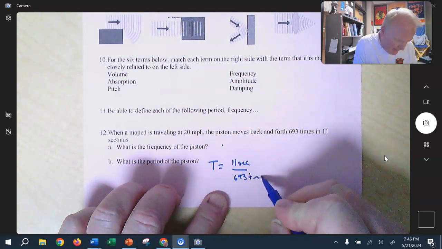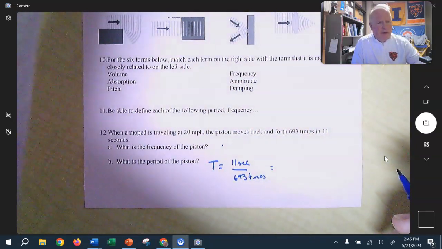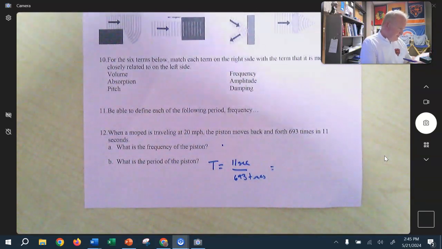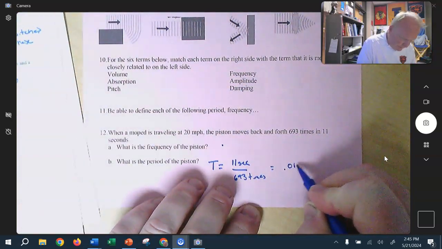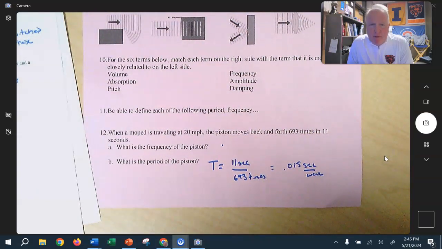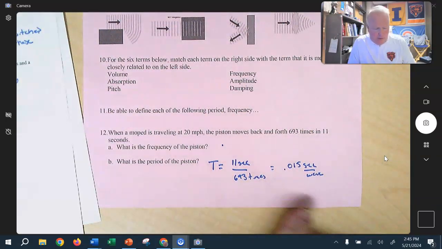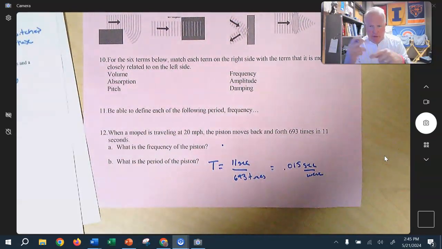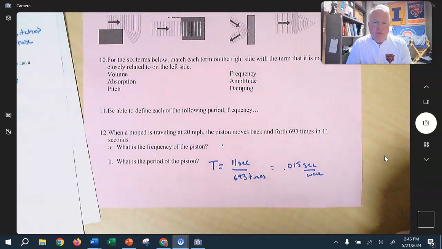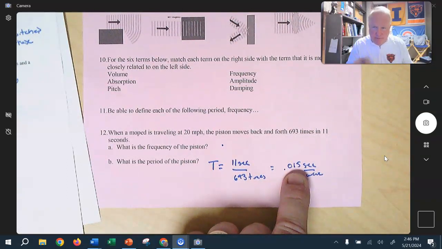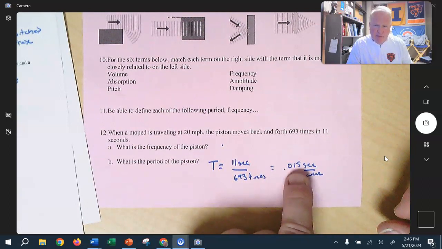Okay, they say times. And then we get some sort of number. 11 divided by 693 gets us 0.015 seconds for one wave. Now this makes sense, right? We always ask ourselves in physics, what should you ask yourself at the end of every problem? Does it make sense? If a moped is moving very fast, that means the engine is just running through all of these cycles. It's going back and forth, back and forth. And so it should only take a small amount of time for that thing to do one wave, one time up and down, the piston going up and down and putting itself back in position.